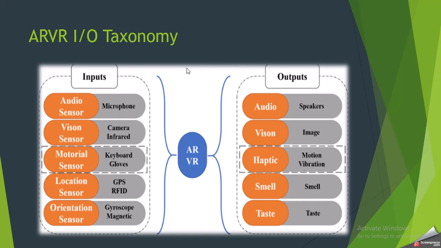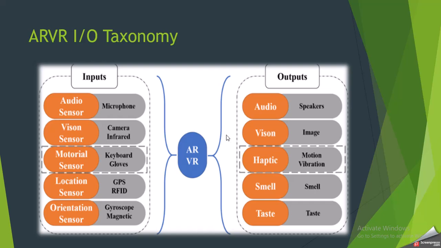With these inputs, the possible outputs are, if it is a microphone audio, a speaker. And if you are capturing something from the camera, the output will be an image. Keyboard gloves, motion vibration. We would have experienced this motion vibration when we play games on a mobile. For example, in shooting games, when the enemy is nearing you, we feel a vibration in the phone. Everybody would have felt this. That is what motion vibration is. It is telling you that the enemy is nearing you, you should be ready to shoot it. That is a kind of output.